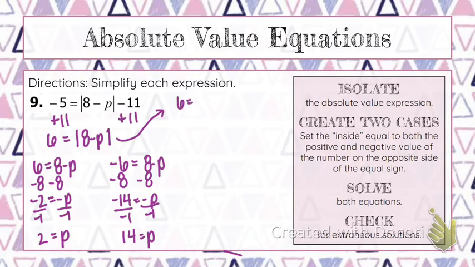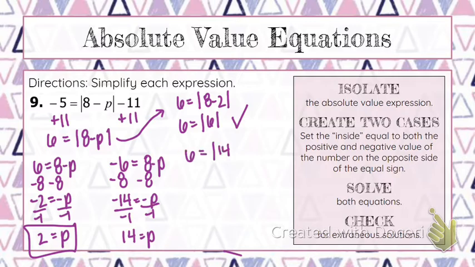So we have 6 equals absolute value of 8 minus 2. 6 equals absolute value of 6. That is true. So p equals 2 is one of our answers. Then we have 6 equals absolute value of 4. Oh, just kidding. I plugged it in the wrong spot. 8 minus 14. 6 equals absolute value of negative 6. That is true. So this is also an answer.